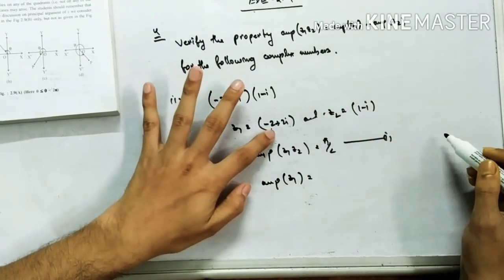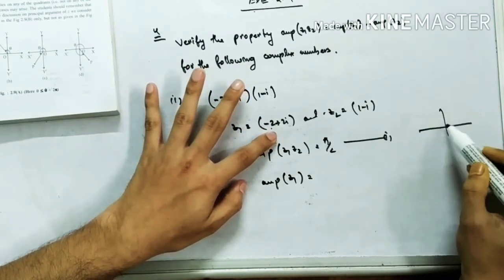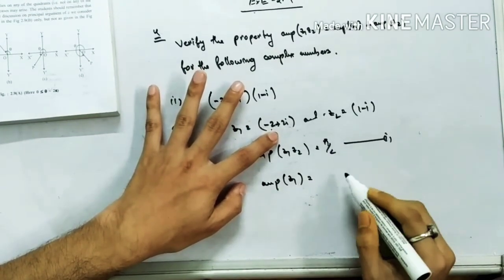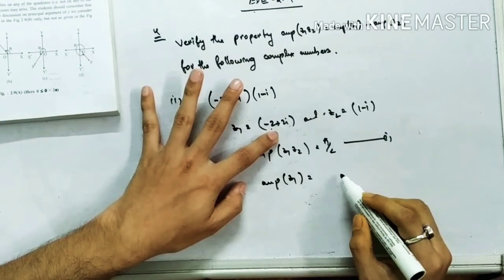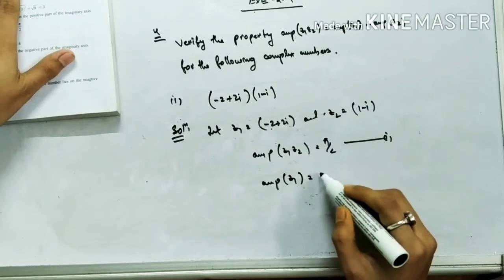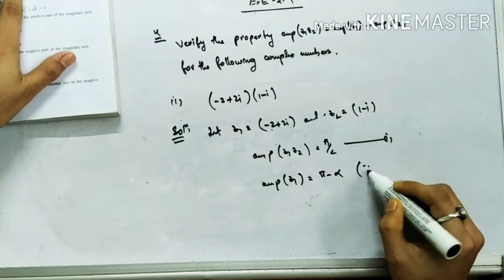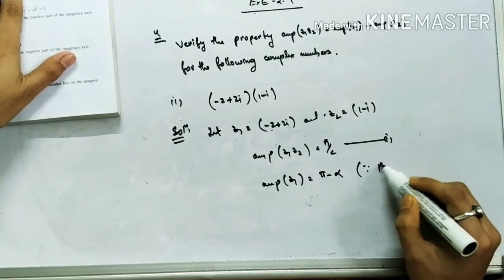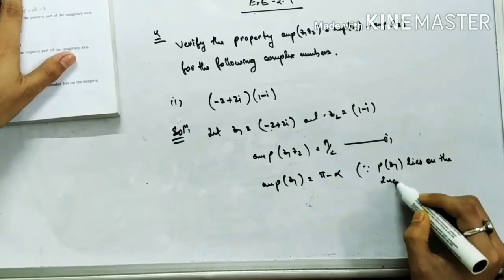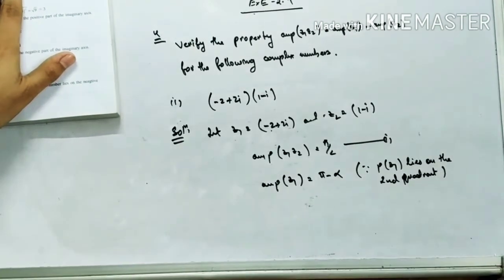So the x coordinate is negative and the y coordinate is positive. That means it lies on the second quadrant. So therefore the amplitude will be pi minus alpha, since z1 lies on the second quadrant.